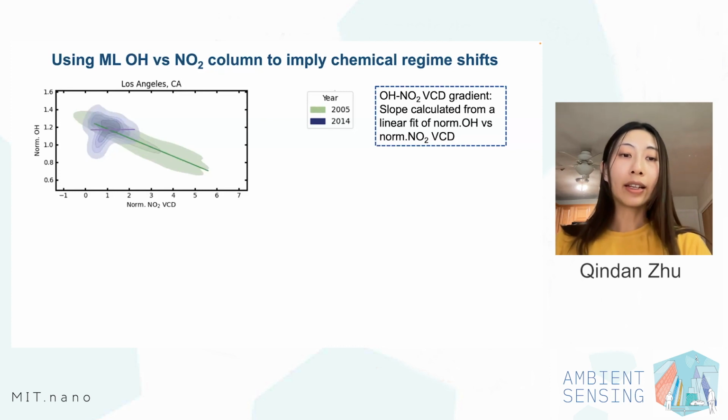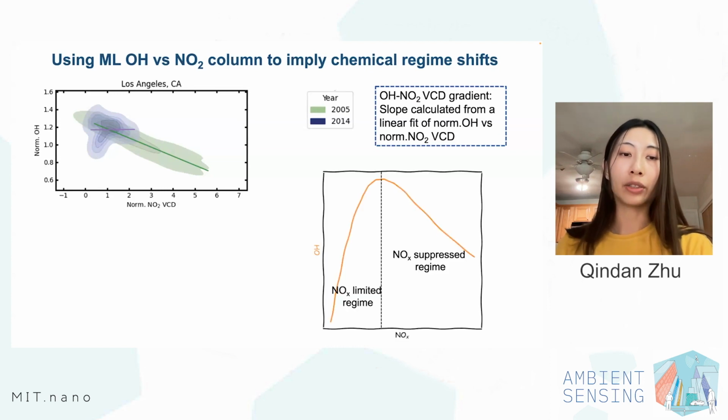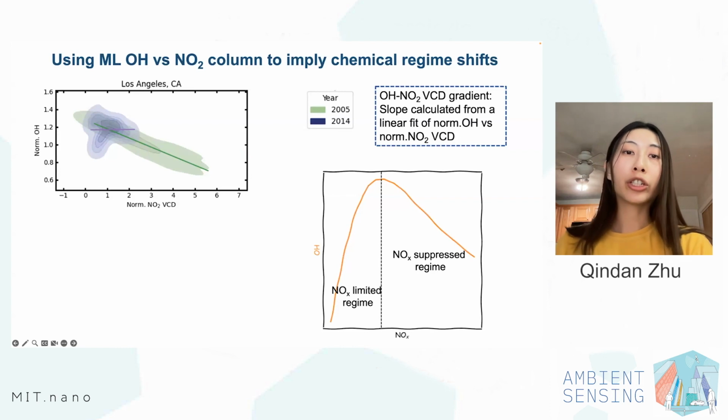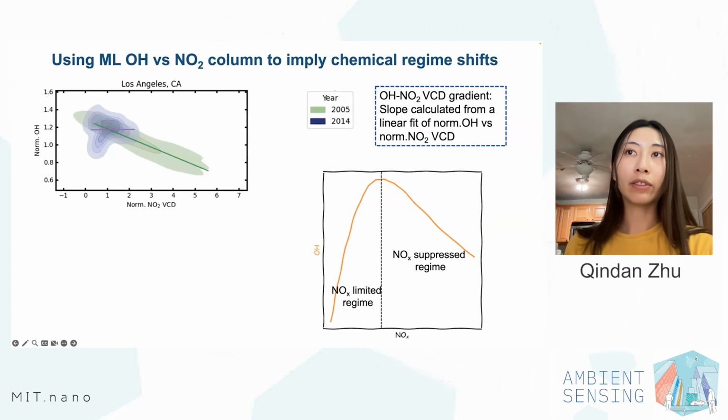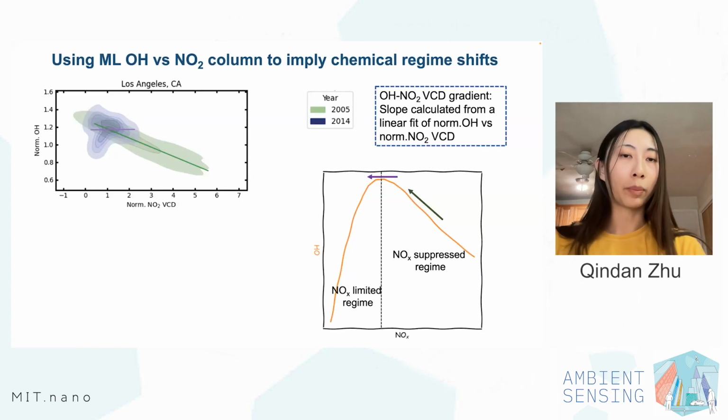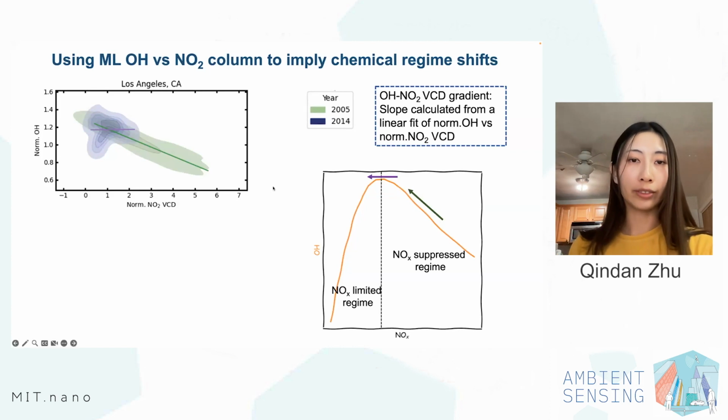This gradient can map these observations to the schematic that I showed in the earlier slides. For instance, LA in particular shows a switch of the gradient from negative to near zero, and mapping it to this schematic, it shows the transition from the NOx suppressed regime to the NOx limited regime.